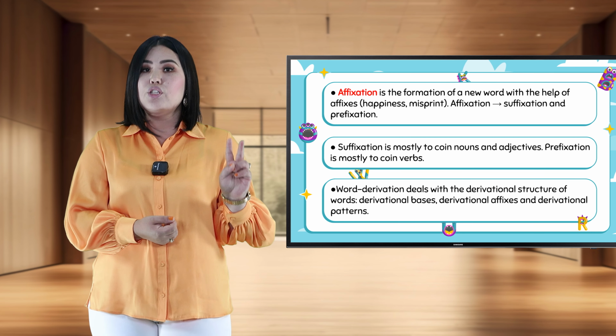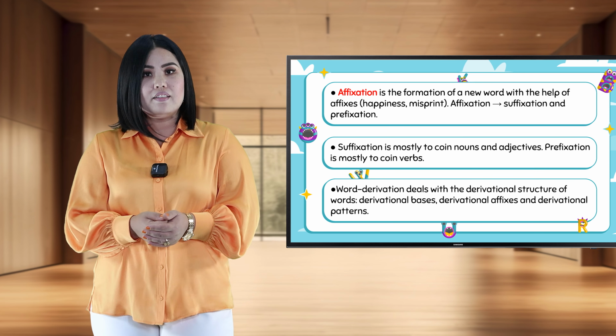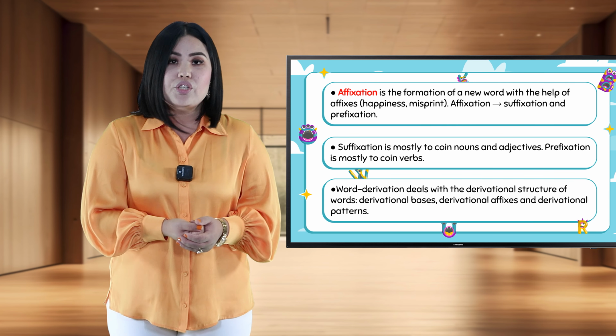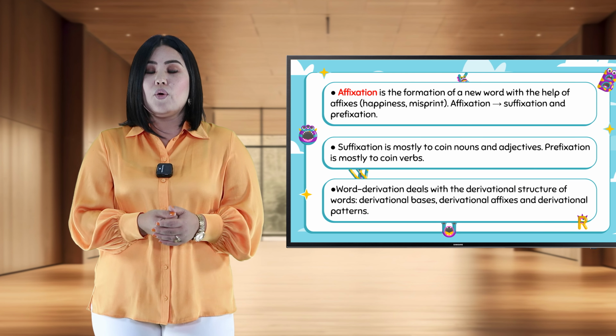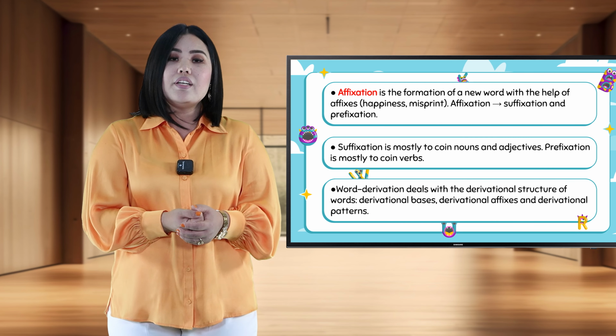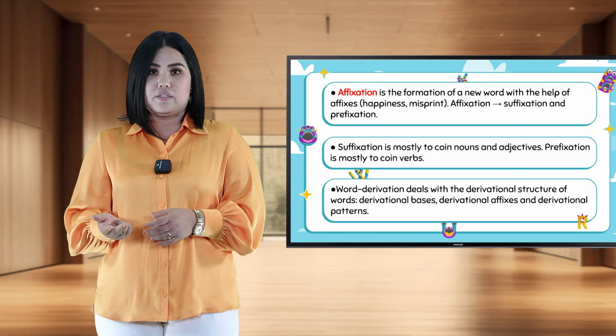Affixation can be divided into prefixation and suffixation. In modern English, suffixation is mostly characteristic of adjectives and nouns coining, while prefixation is mostly typical for verb word formation. This type of word formation deals with the derivational structure of the word. They are derivational bases, derivational affixes, and derivational patterns.